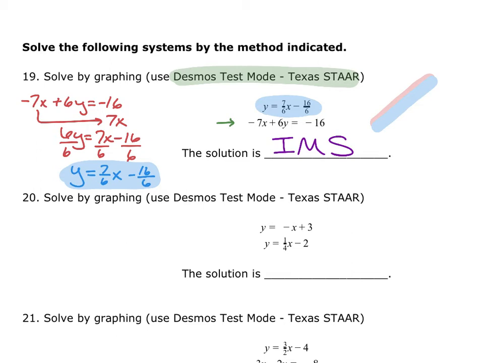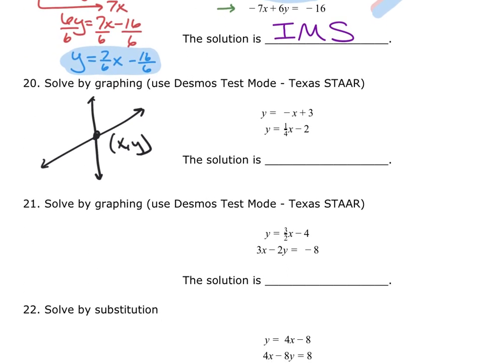Very cool. Number 20 and 21 are yours, but remember, when we graph, we're looking for the place where both of the lines meet, and that x comma y is going to be the solution to my system. So go ahead and graph both of these equations for number 20 and both of the equations for number 21. Hopefully you notice you're going to have to change this one, and find the solution to both of those systems.